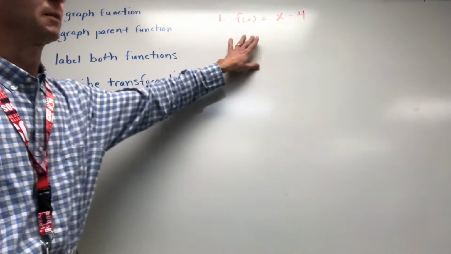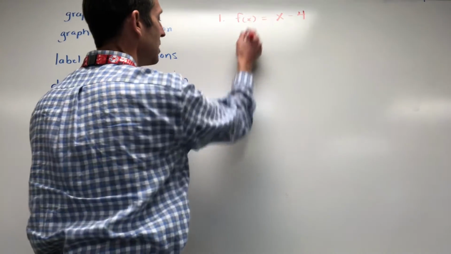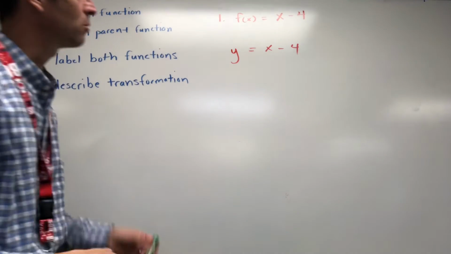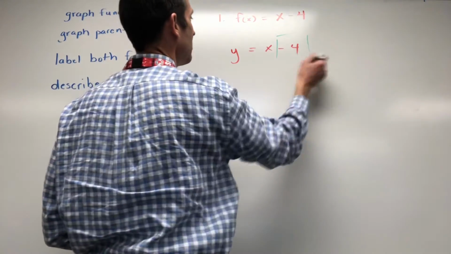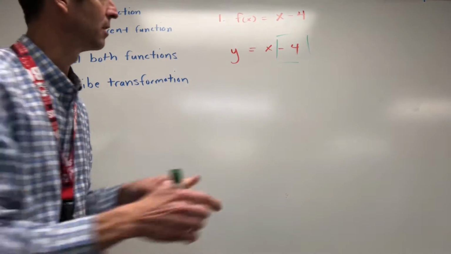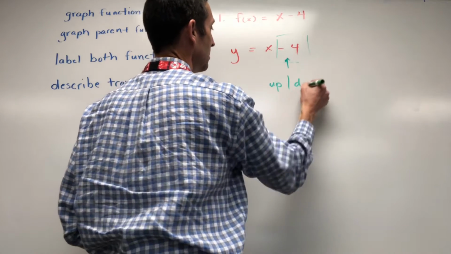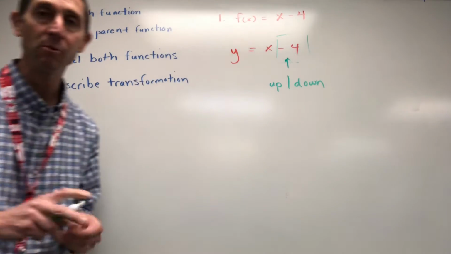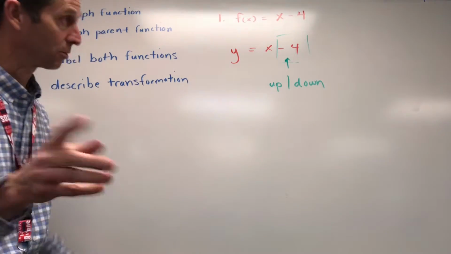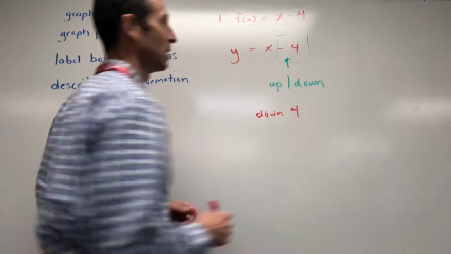Let's start with this one. F of x equals x minus 4. I know you guys like to write y. Y equals x minus 4. When there's a number hanging out on the end down here, that's a translation. This guy is responsible for moving your function up or down. So since it's a negative 4, negative 4 means you're going down 4 spots.